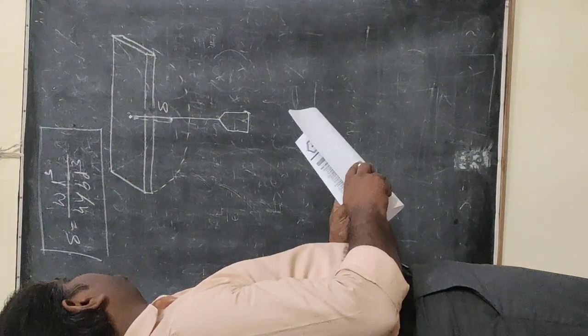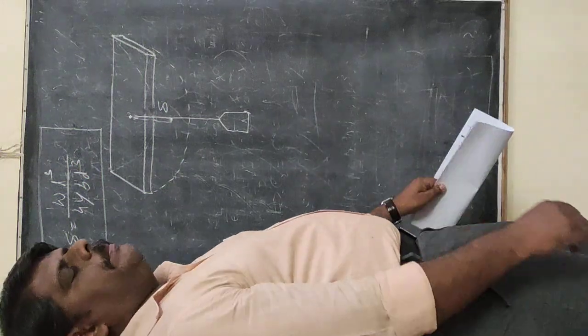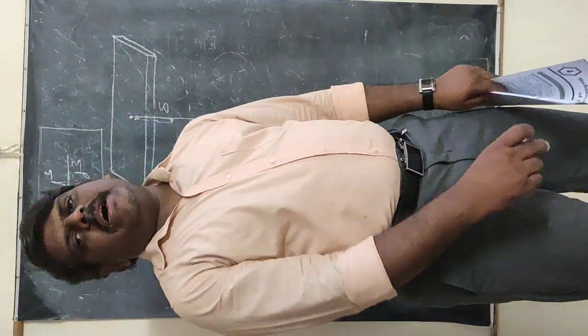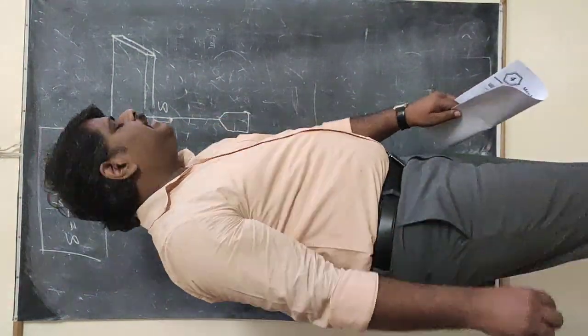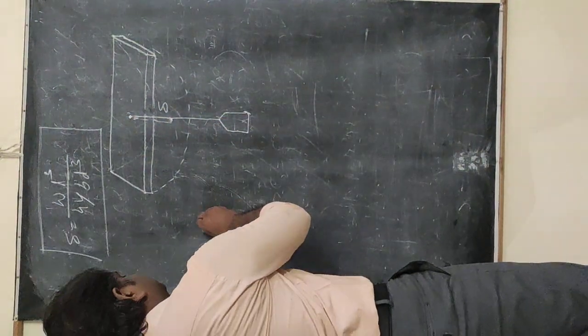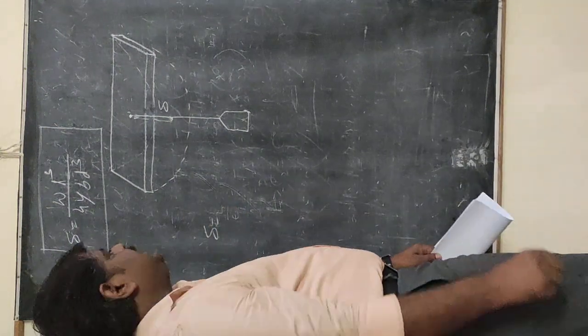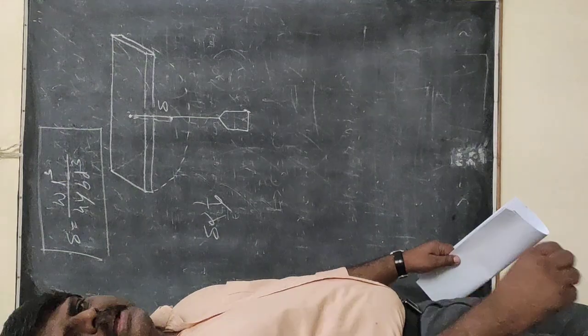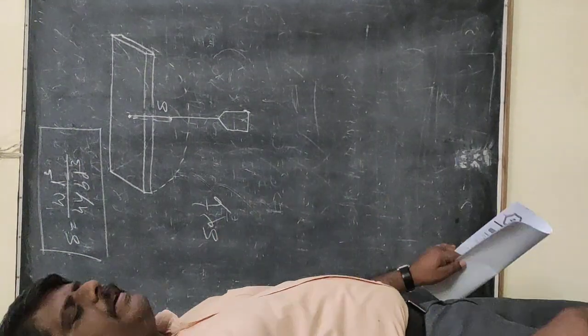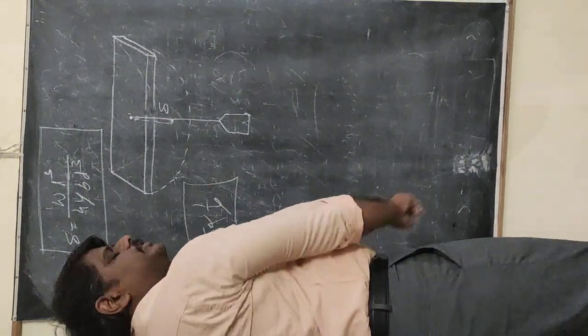Del is equal to W L power 3 by 4 Y b d cubed. Try to remember this formula, it is very important. And he is asking how it is related to the Young's modulus. The formula will clearly explain that the depression del is equal to 1 by Y, or you can write it is proportional to 1 by Y. This is the relation you have to remember.